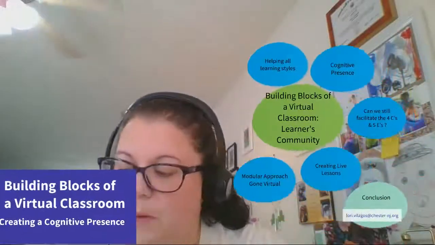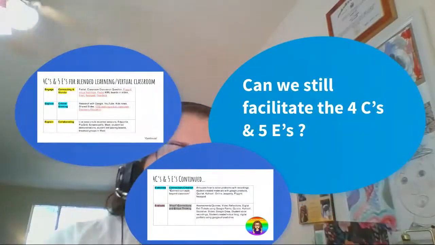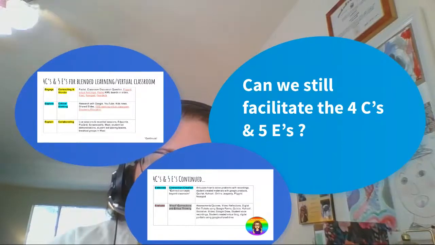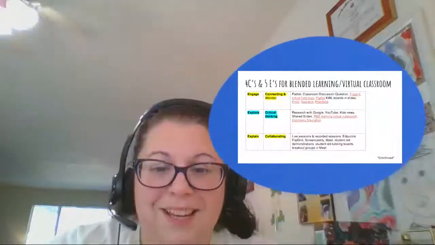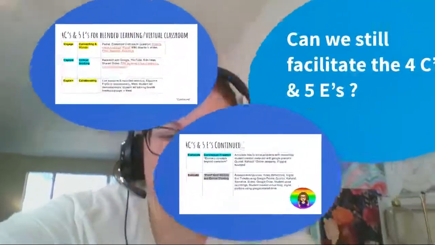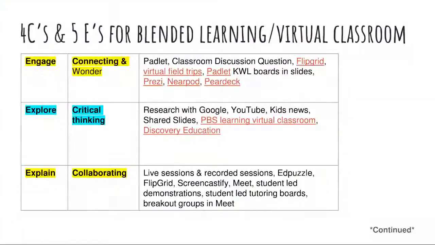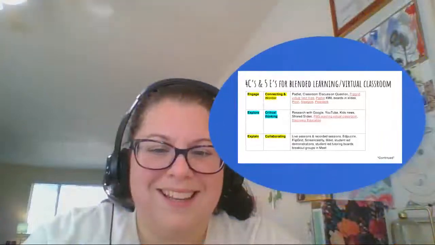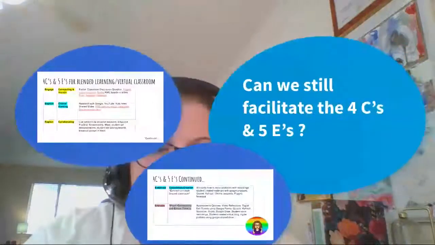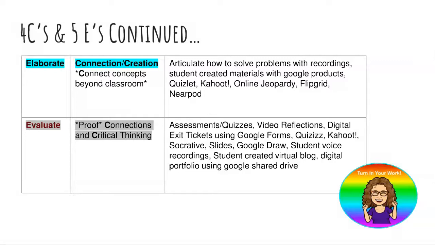But now we're going to move on to making sure that we're facilitating all of our 21st century needs with the 4 C's and the 5 E's. Do you remember what they are? Let's see. Here we go. 4 C's and 5 E's. Engage, explore, explain. That's 3 of the E's. And then, because I couldn't fit it all, elaborate and evaluate. Those are my 5 E's.